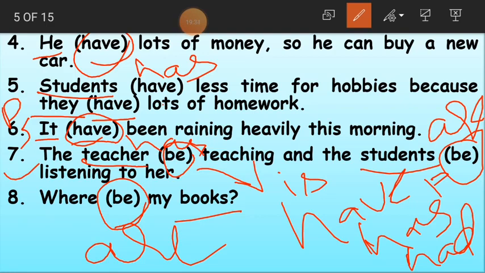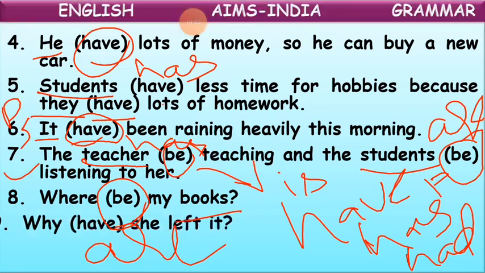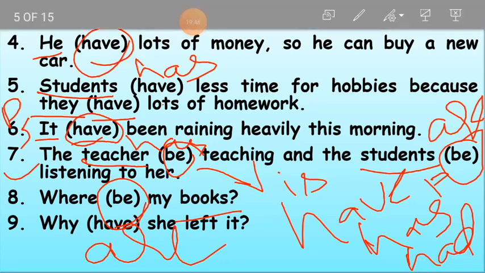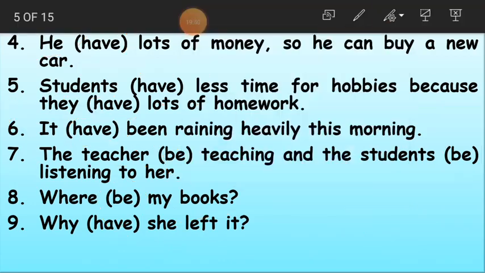So, like this you have to agree with the subject and verb. That is called subject and verb agreement. We'll do some more exercises. And why have she left it? Why have she left it?